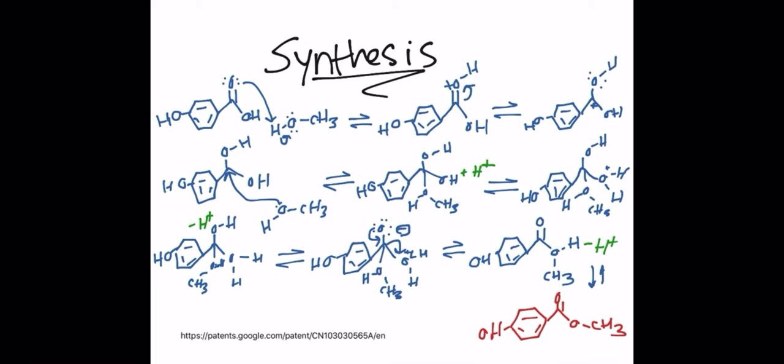So now we have the synthesis of methylparaben, and it is typically made, well, you can make it a lot of ways, but typically we will use p-hydroxybenzoic acid, methanol, and the catalyst NaHSO4.